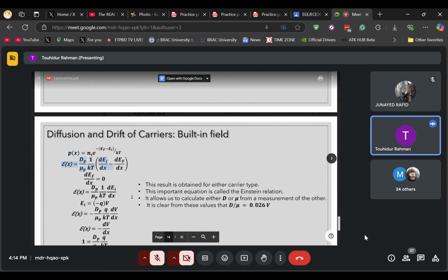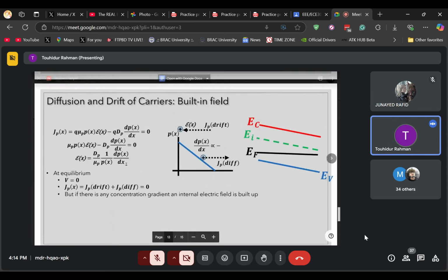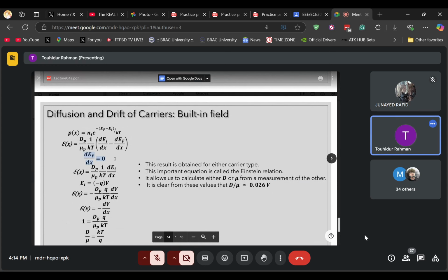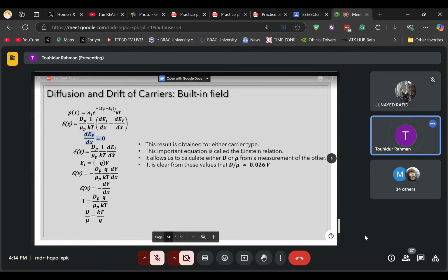Okay. And after this, because no current means the Fermi level is constant. Do you remember? The condition is no current. Using that condition, we can write that the Fermi level is constant. Now we have this expression, and the rest are already written here in different steps. Any questions?